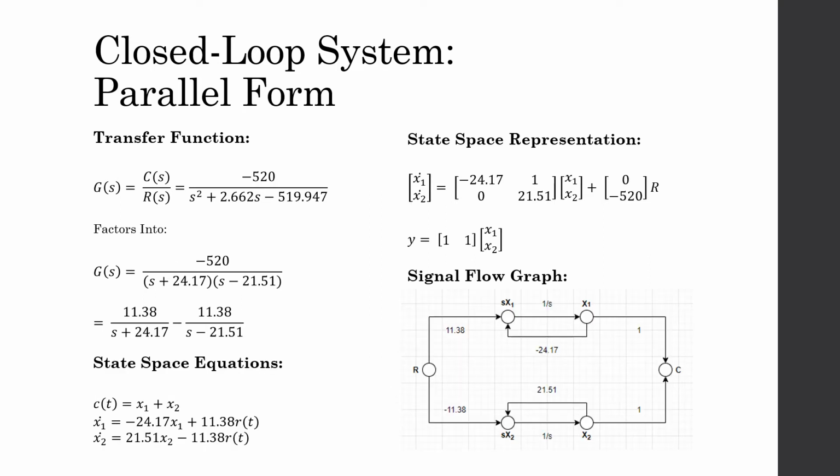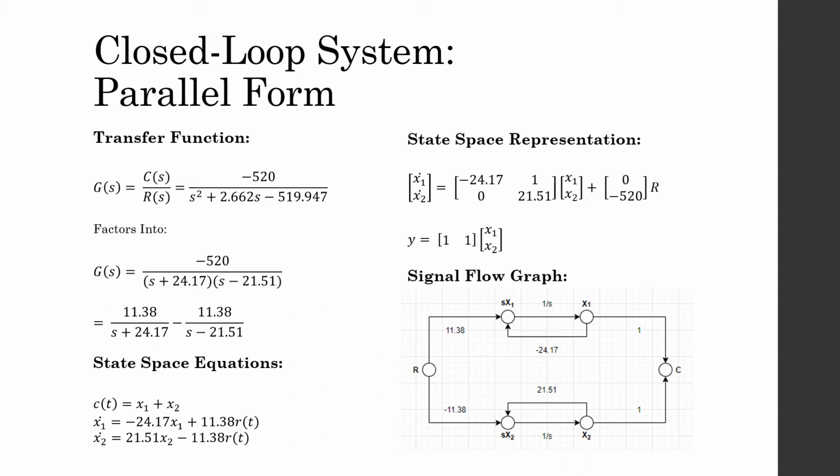On this slide, we see the parallel form of the closed loop system, where we have our closed loop transfer function here that's again factored. Then using partial fraction expansion, we're able to pull out that equation into its 2 separate poles and find the appropriate constants above it. Then using these values, we're able to find the state space equations where c of t equals x1 plus x2, x1 dot equals negative 24.17 times x1 plus 11.38 times r of t, and x2 dot is equal to 21.51 times x2 minus 11.38 times r of t.